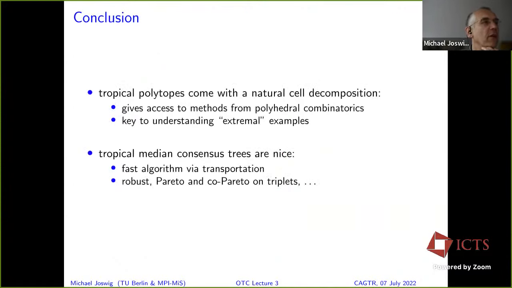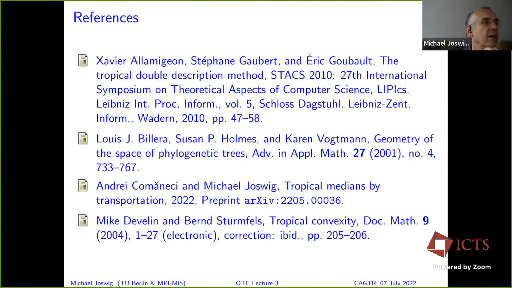The moral of the story is that tropical polytopes give you this natural cell decomposition, and applied to this consensus tree problem it is good because it gives you a fast algorithm via transportation, and the resulting trees have a number of nice properties. And this is what sets this method apart from other methods. Other methods are either difficult to compute, or they have some undesirable properties, and I claim that this new method is superior. All right, this is what I wanted to share, and here are the references.